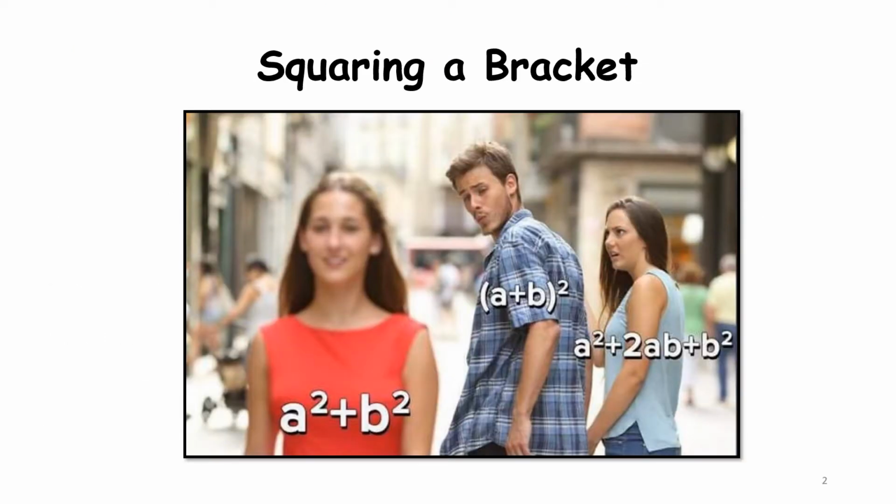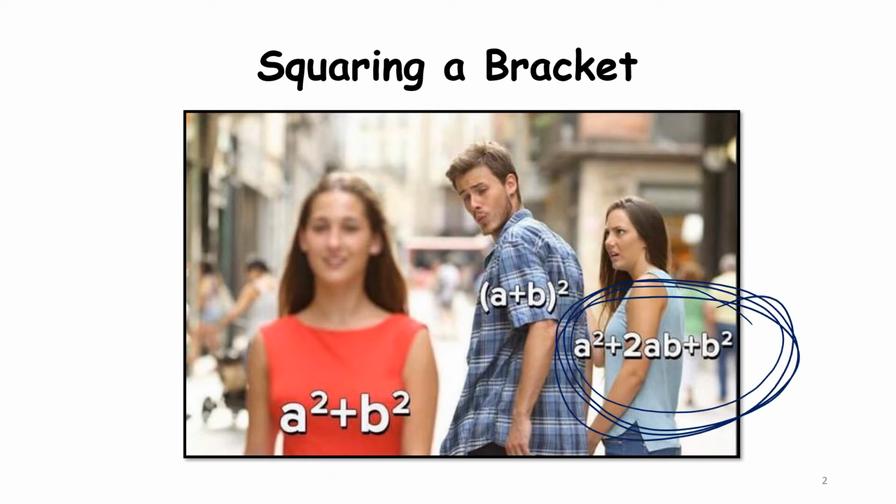squaring. So just a really quick reminder here that when we square a bracket, so (a + b) squared, the correct way to do that results in 3 terms. So this one here, this is incorrect. It's one of the most common errors I see. It's not a squared plus b squared. It is a squared plus 2ab plus b squared.